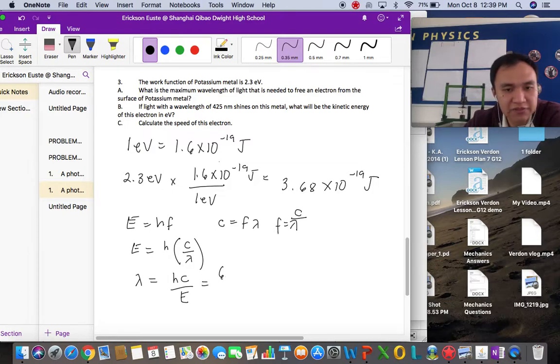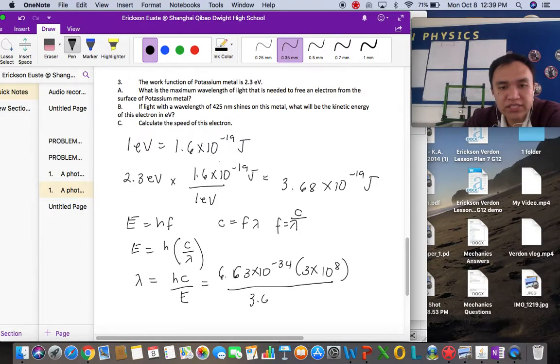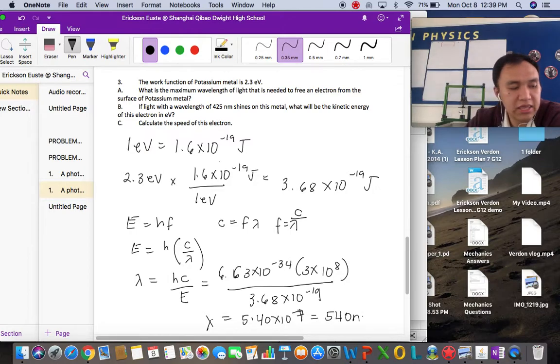With that, I can have 6.63 times 10 to the negative 34 times the speed of light, which is 3 times 10 to the 8 meters per second, all over 3.68 times 10 to the negative 19. So the answer for the wavelength is equal to 5.40 times 10 to the negative 7 meters, which is also equal to 540 nanometers.